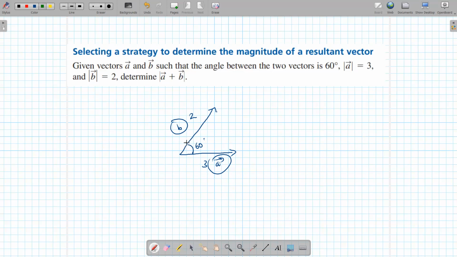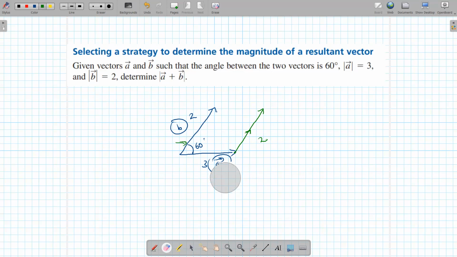I'm gonna take vector B, this vector here, I'm gonna move it here so that I can have it in a tip to tail fashion. See that? I've taken this vector B, I've literally shifted it a couple units to the right. The direction is still the same. The magnitude is still the same. It's just the position is different. And you're allowed to move vectors like this. Okay?